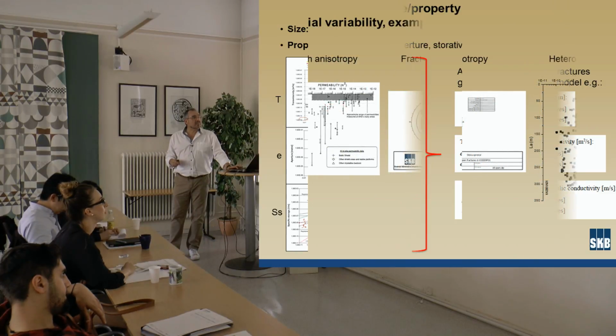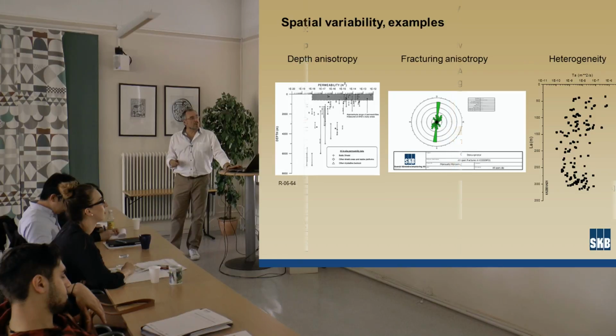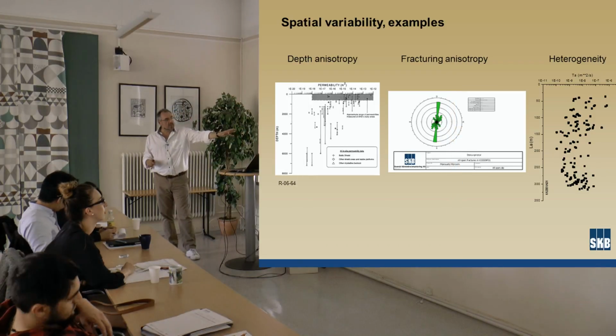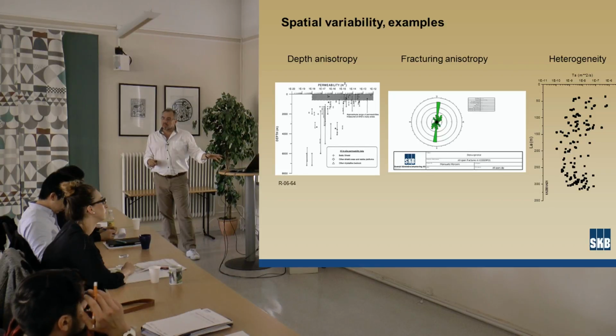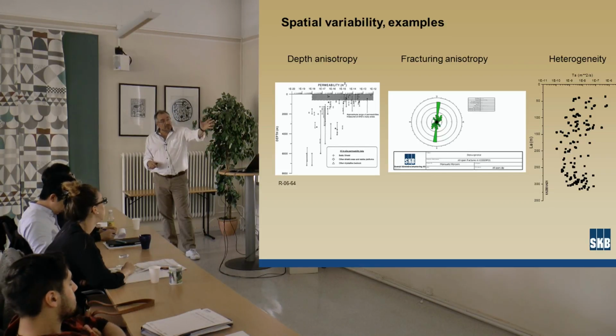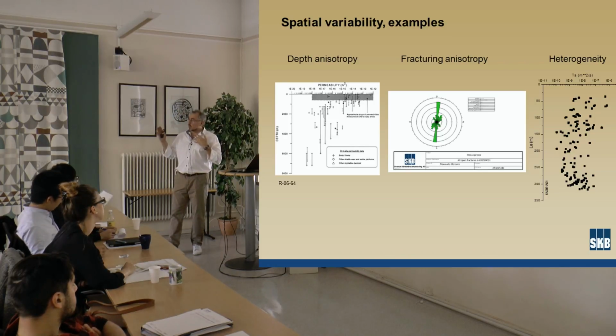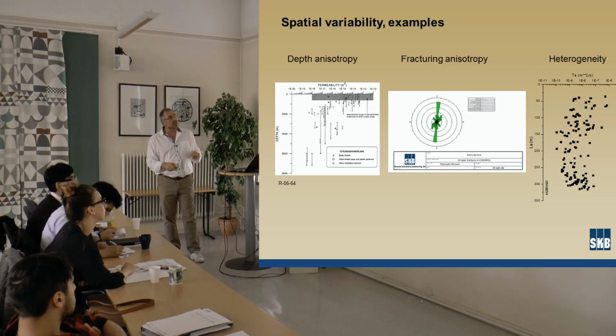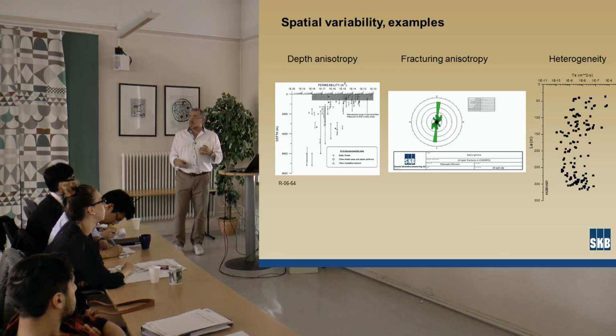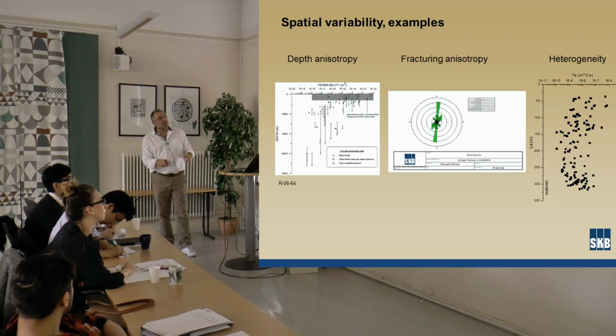Spatial, okay, so this is basically what I have mentioned, just examples. We have the depth anisotropy, so we have a decreasing conductivity with increasing depth. Depending on fracturing, we can see the open fractures, the central picture here, this is the direction of the open fractures. In this case, the north-south trending fractures are conducting water very well, and in the other direction, they are not conducting water so well. And then the third example is heterogeneity. In one and the same borehole, you see it varies 1, 2, 3, 4 orders of magnitude. And this is measured at 1 meter scale.